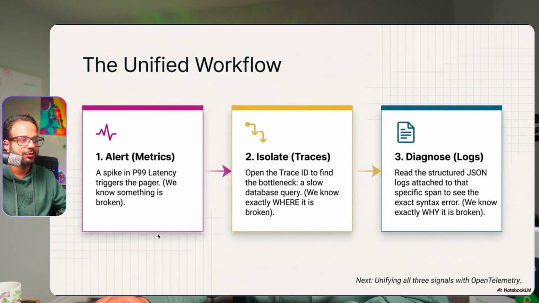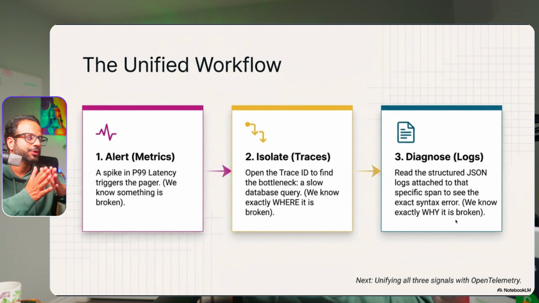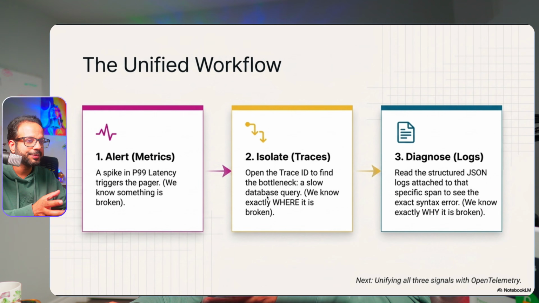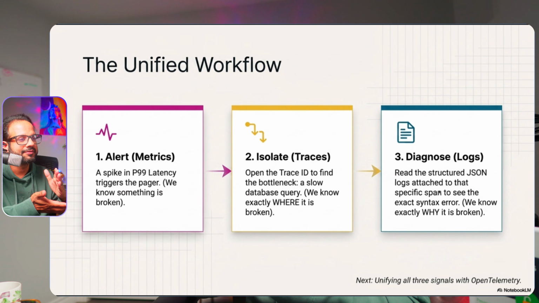So the unified workflow goes something like this. You have alerts. An alert is something like a spike in P99 latency that triggers the pager, and we know something is broken. Then you open the trace ID to find the bottleneck, for example a slow database query, and now we know exactly where it is broken. Then using logs, you diagnose: you read the structured JSON attached to that specific span to see the exact syntax error. We know exactly why it is broken. So this unified workflow of observability helps you answer what is broken, where it is broken, and why it is broken. What, where, and why. That's end to end.